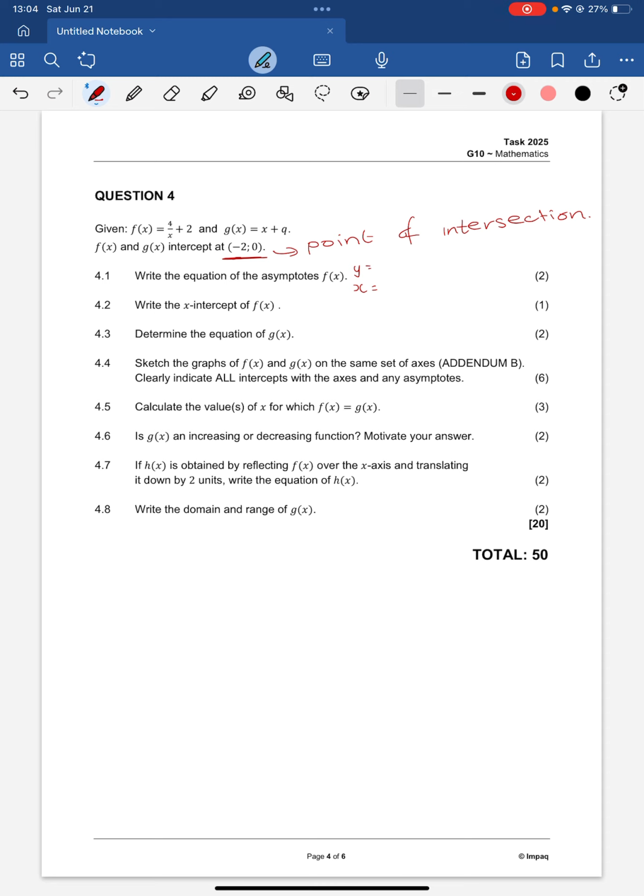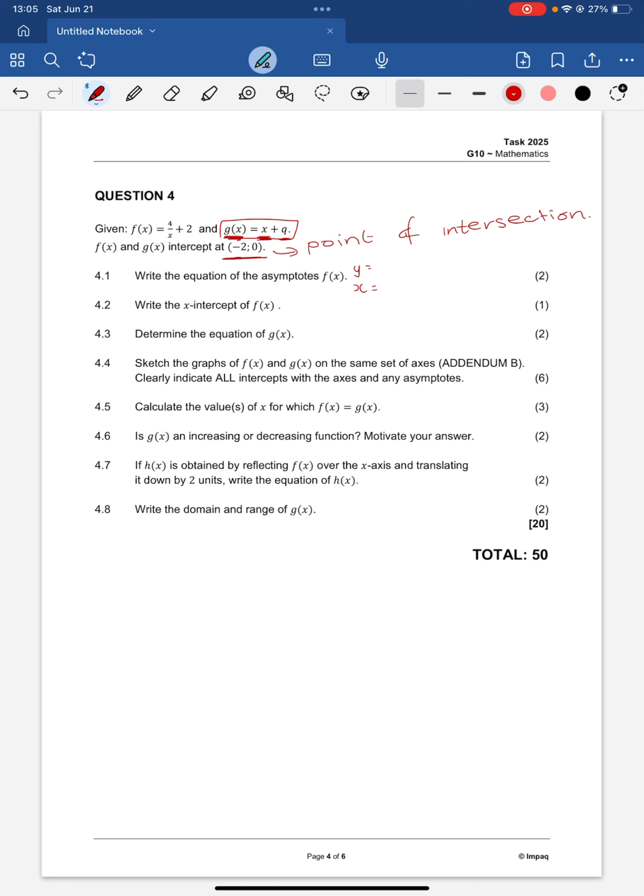The only thing that we need for g of x is what? The q value. Remember I said to you, look at this equation for g of x. We have three unknowns: g of x, which is y, x, which is x obviously, and then we have q. Two of them I could potentially have somewhere on the graph. If I have a coordinate that lies on g of x, I can substitute the x value and the y value here and solve for q. Okay, I hope it makes sense. Right, next.